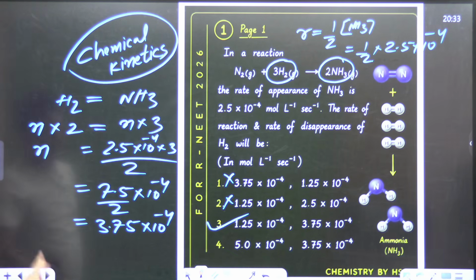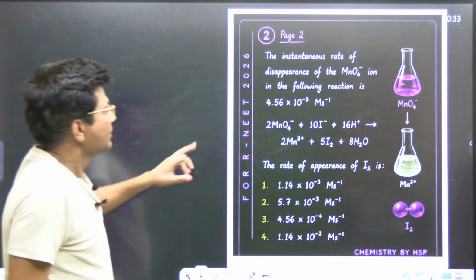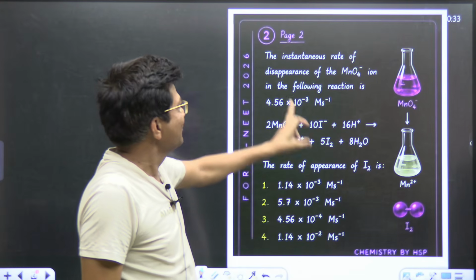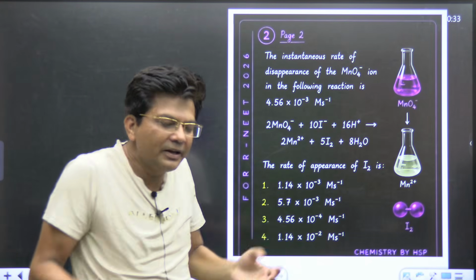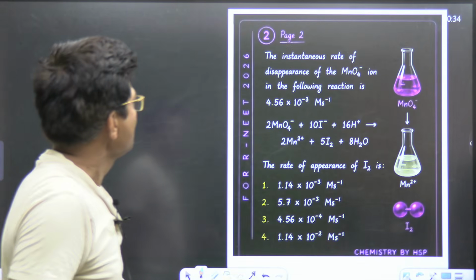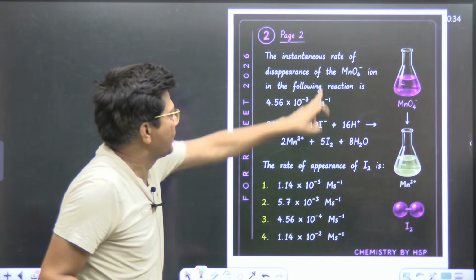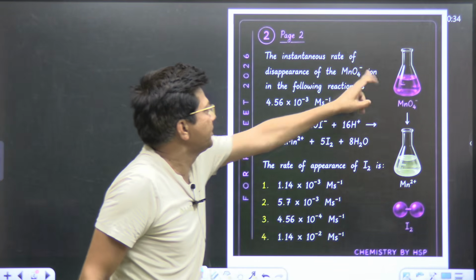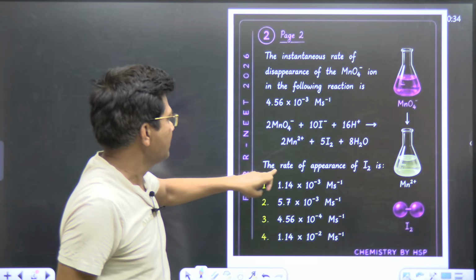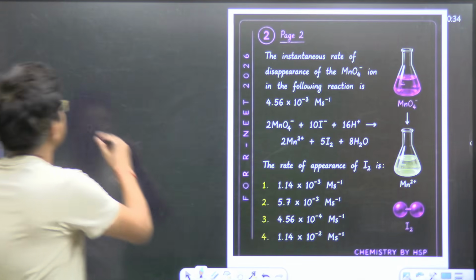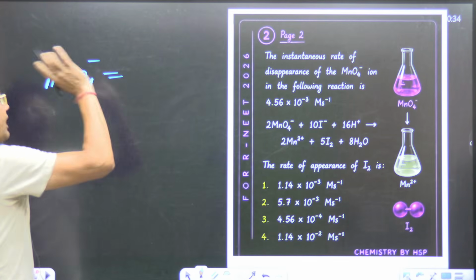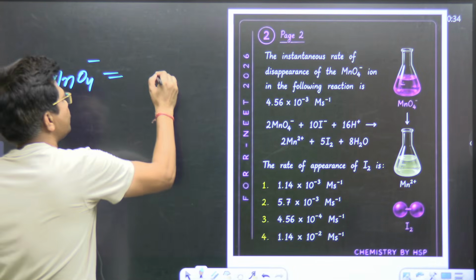Now let's see the second one, the instantaneous rate. Once again, this question is from chemical kinetics, though it looks like a redox reaction. Are you getting my point? Now see, the instantaneous rate of disappearance of MnO4 negative, the pink, purple or red ion, in the following reaction is this much. And what they are asking is the rate of appearance of I2. That means we compare MnO4 negative with I2.